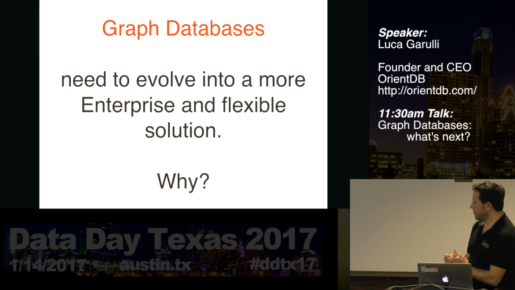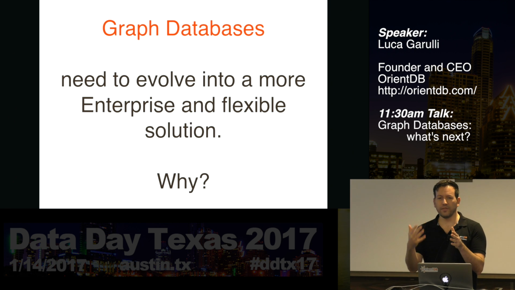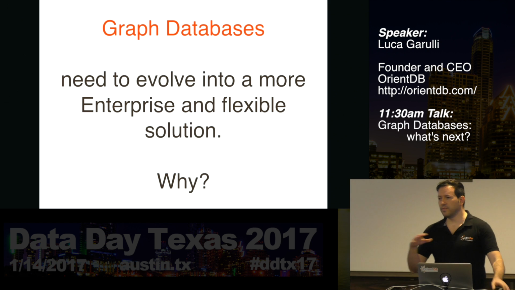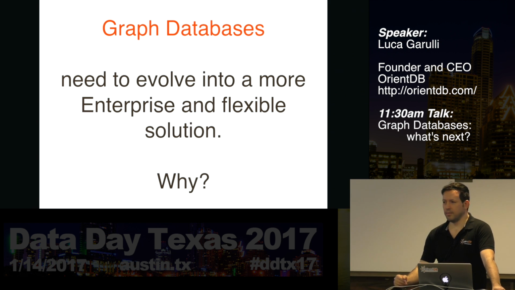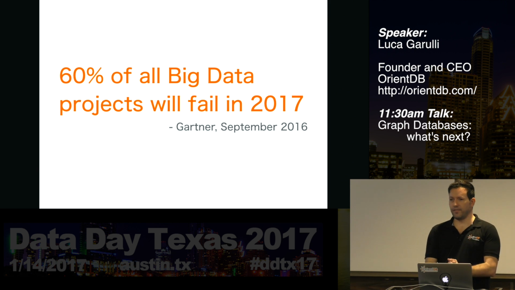Cool. So graph databases, we've seen that they are evolving into something more enterprise, right? The first versions of graph databases were very, very simple products. Also other NoSQL databases, right? Maybe a key value store, just cool for doing maybe cache or some very simple use case. But now we are seeing that a lot of NoSQL products, a lot of graph databases, are becoming more enterprise. Why? For this reason. This is from Gartner: most of the big data projects this year will fail. Why will they fail?